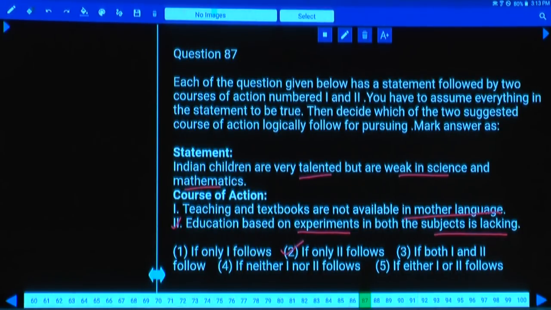Education based on experiments in both the subjects is lacking, isn't it? That means here experiment based teaching is not there. If you include experiment based teaching, is there a chance of increasing their strength in science? Yes, hence there is a chance, hence choice 2 is the answer.